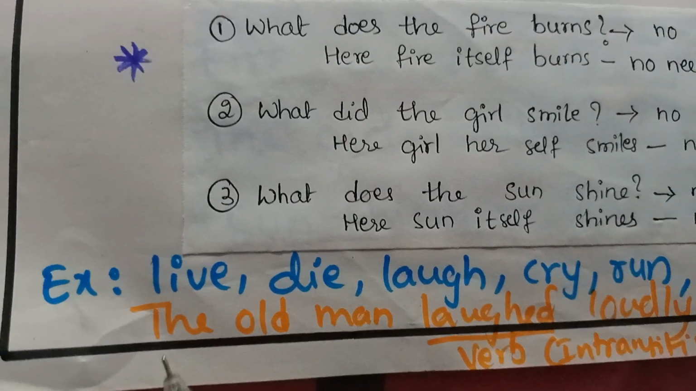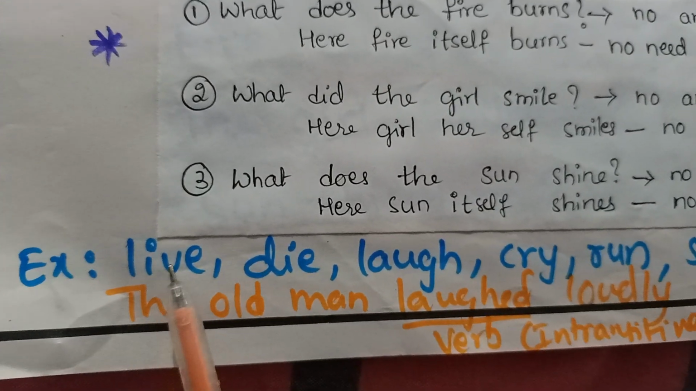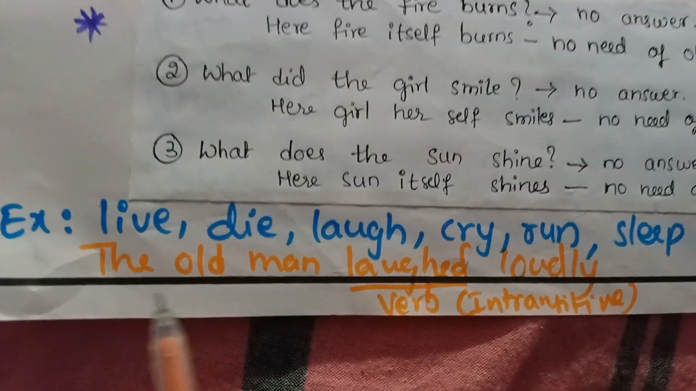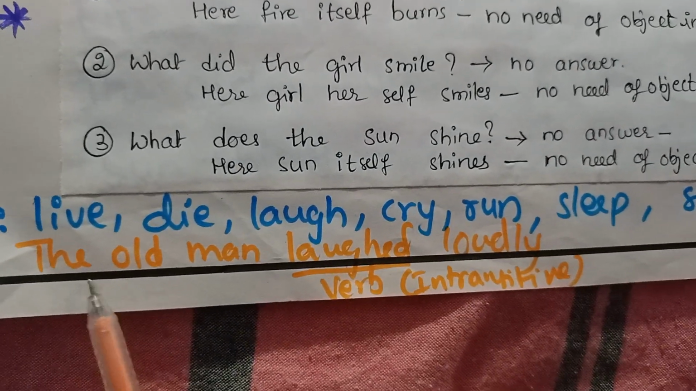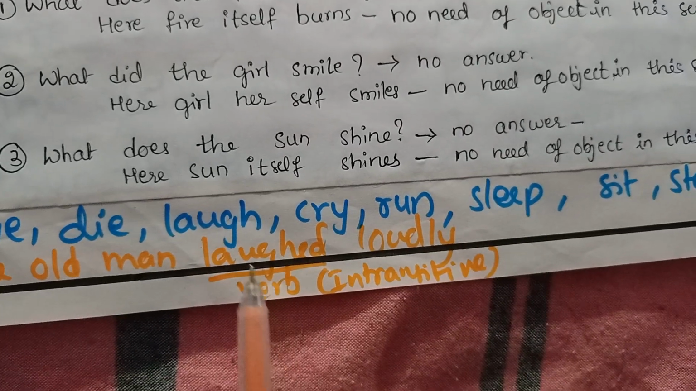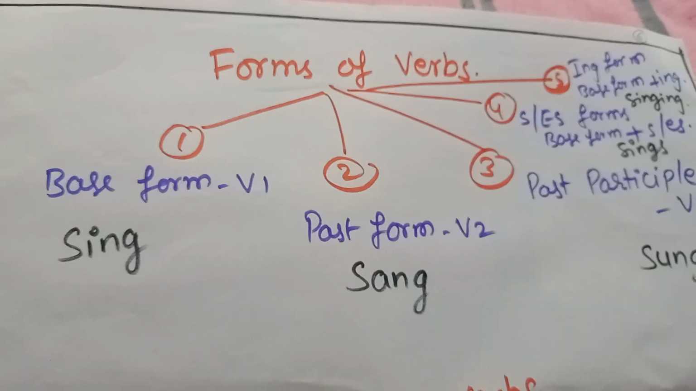Some more examples for intransitive verbs: see, live, die, laugh, cry, run, sleep, sit, stand, like that. For example, the old man laughed loudly. See here, laughed is an intransitive verb.